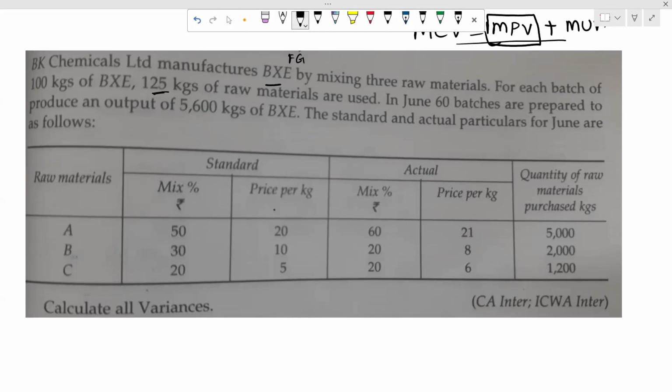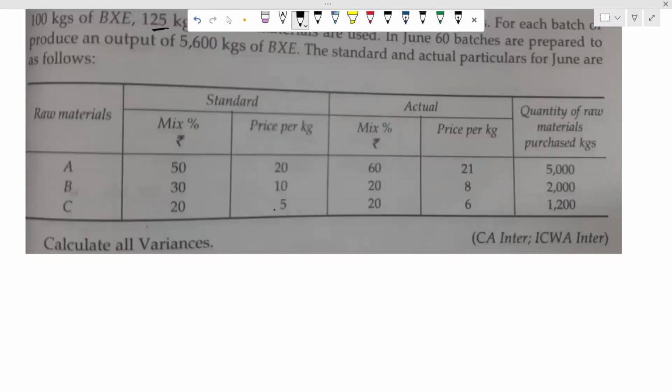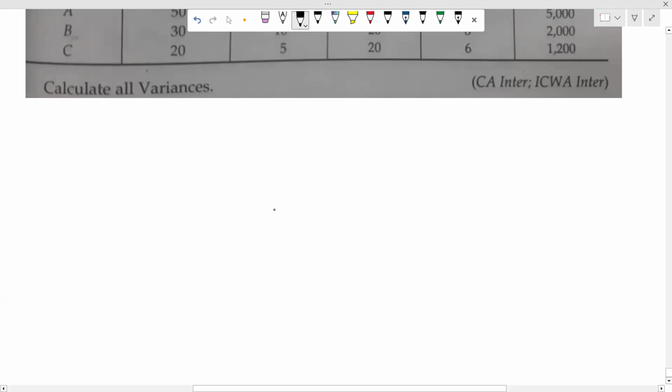So let's start with the first working note, and the requirement of the question is to calculate all variances: material price, usage, material cost, material mix, and material yield variances. So let's start with the first working note. Working note 1. Let's calculate the standard output first.